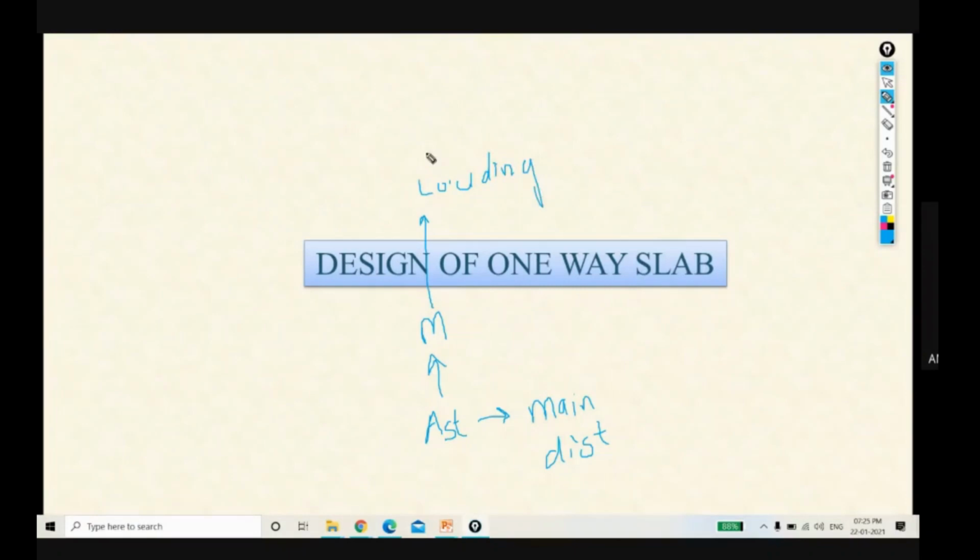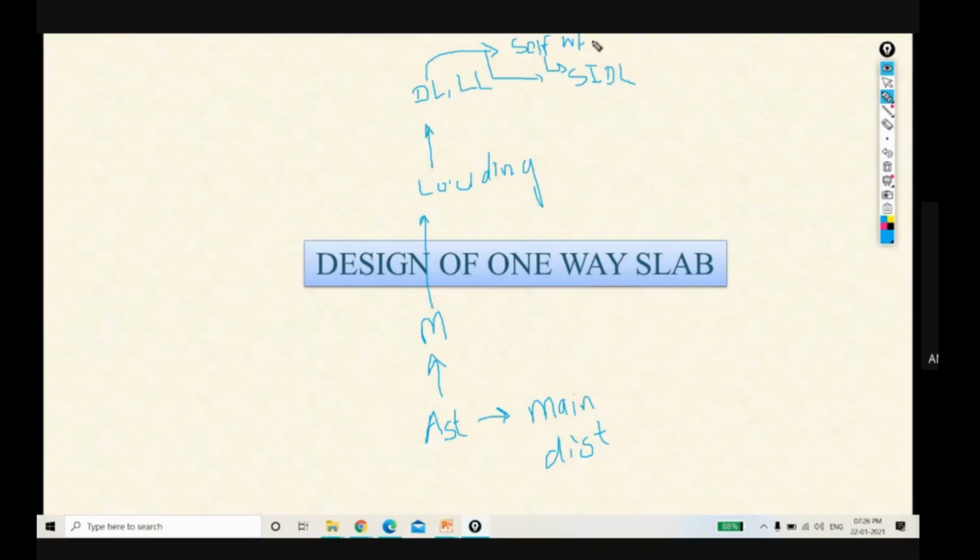And if you see loading, generally two types of loading are there: first is dead load, and second one is live load, correct? And in dead load also two types are there: self-weight, and second one is additional load, that generally we call SIDL, additional dead load. So SDL, or additional dead load.